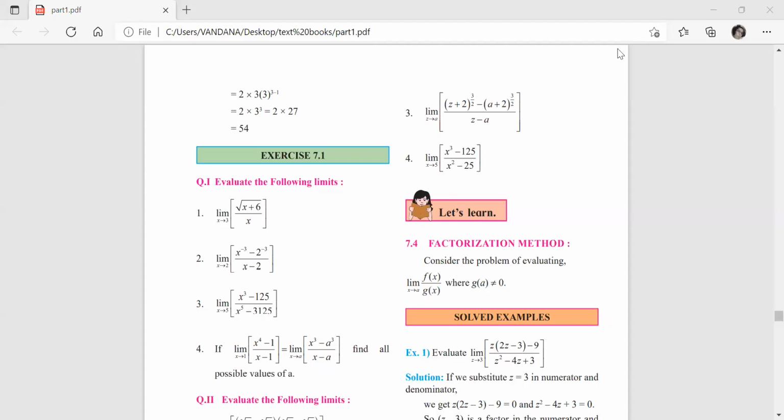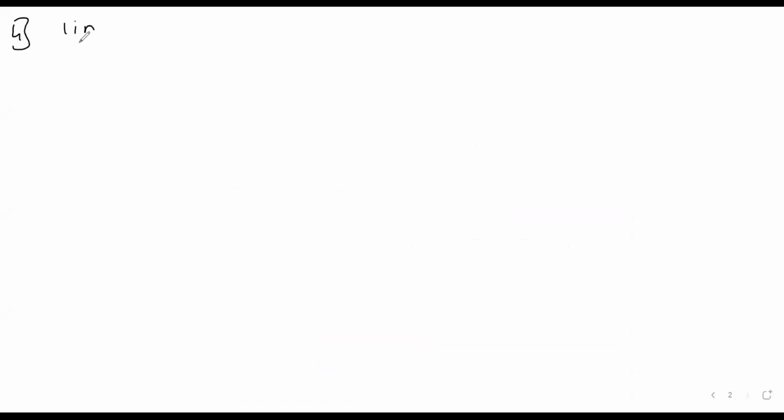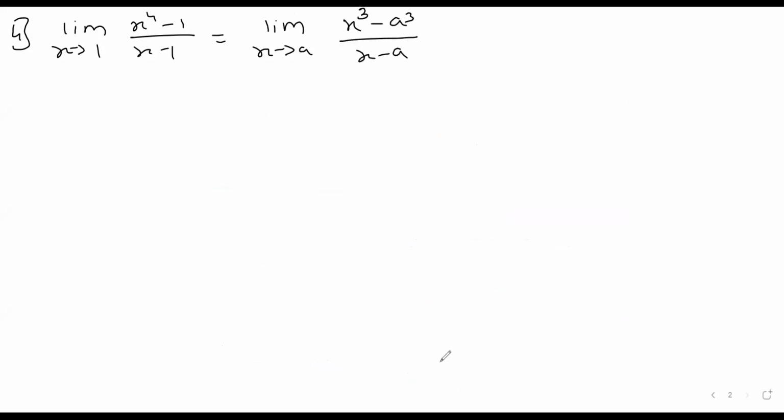If limit x tends to 1, x raised to 4 minus 1 upon x minus 1 is equal to limit x tends to a, x cube minus a cube upon x minus a, find all the possible values of a. Question 4 is limit x tends to 1, x raised to 4 minus 1 upon x minus 1 is equal to limit x tends to a, x cube minus a cube upon x minus a. This is given to you. Find all values of a.